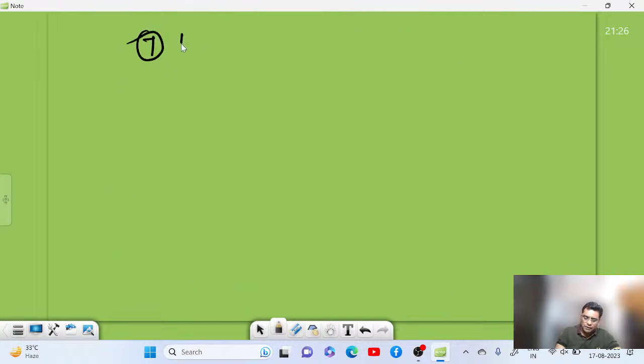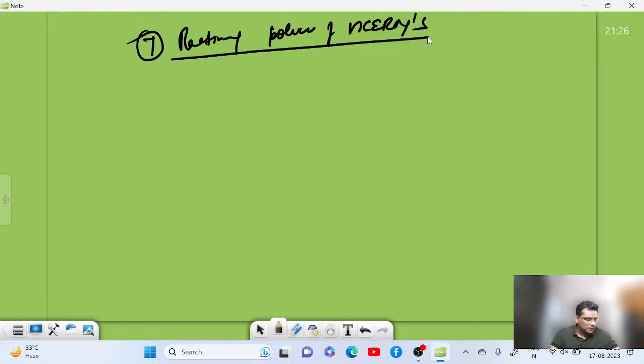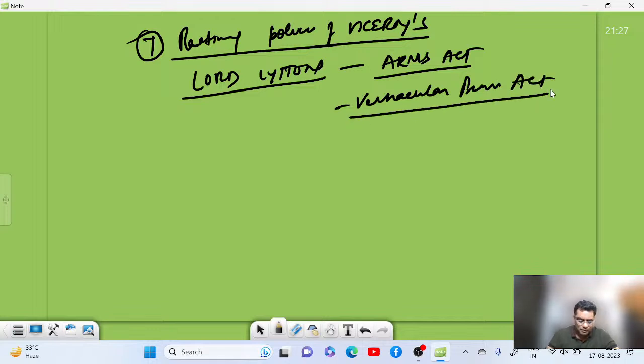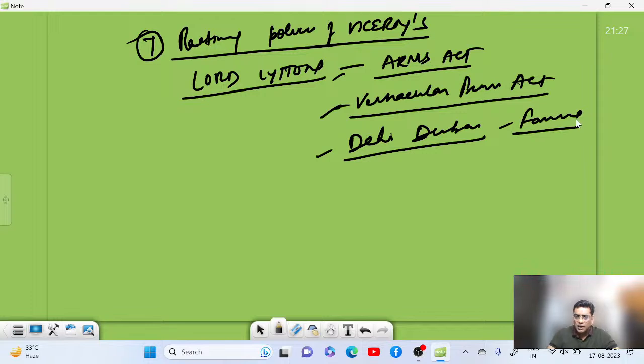And the seventh factor is reactionary policies of viceroys. Some of the viceroys, particularly take note of Lord Lytton. There is Arms Act, Vernacular Press Act, celebration of Delhi Darbar during the famine. All these things had generated a huge wave against the Indians, against the Britishers, which is called nationalism. A huge wave had generated against the Britishers.